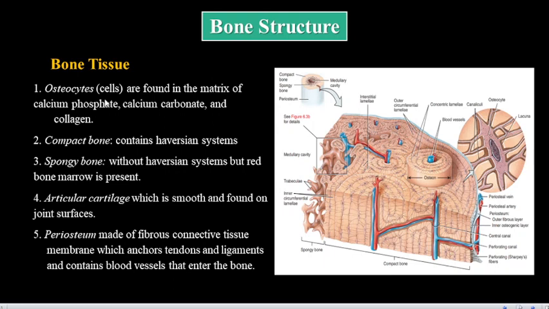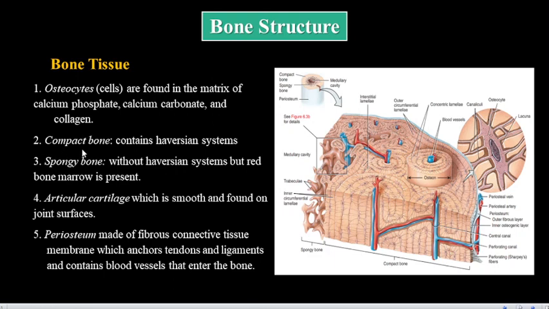Okay, pag nasa tamang edad na yung isang individual, if mature na ang bones niya, that means the cells in the bones of the individual is already called osteocytes. They are found in the matrix of calcium phosphate, calcium carbonate, and collagen.